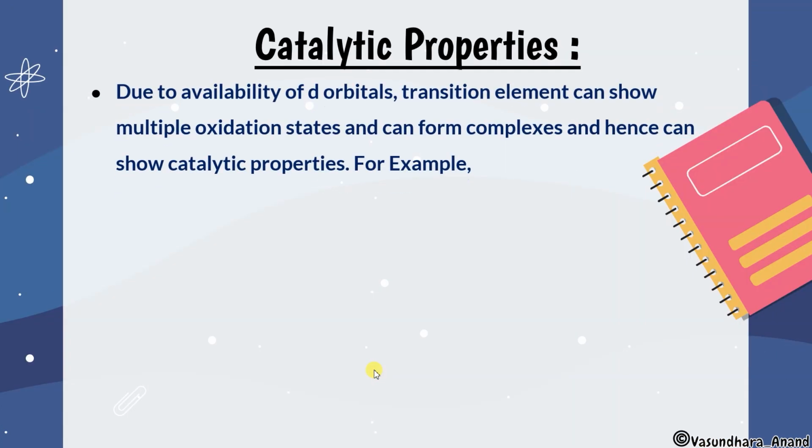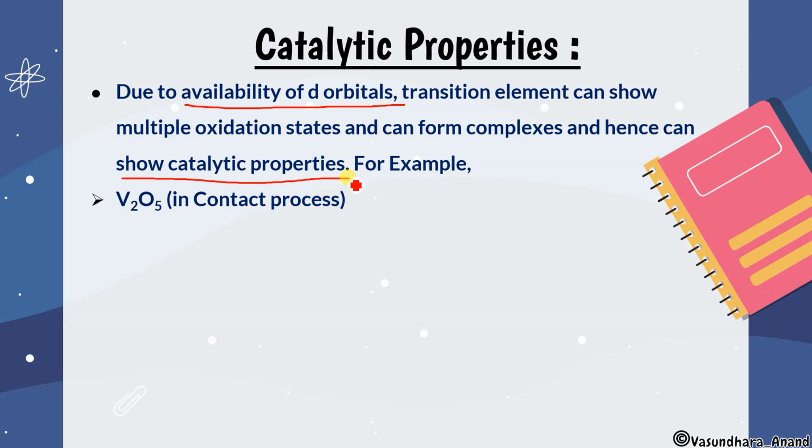Catalytic properties. Due to availability of d orbitals, transition elements can show multiple oxidation states. Here again, due to the availability of d orbitals, they form complex compounds. Now the catalytic property is also due to the availability of d orbitals. Transition elements can show multiple oxidation states and hence can form complexes, and hence can show catalytic properties also. Got it? Because they have d orbitals, they can show multiple oxidation states, and hence they can form different complexes, and that's why they show different catalytic properties also.